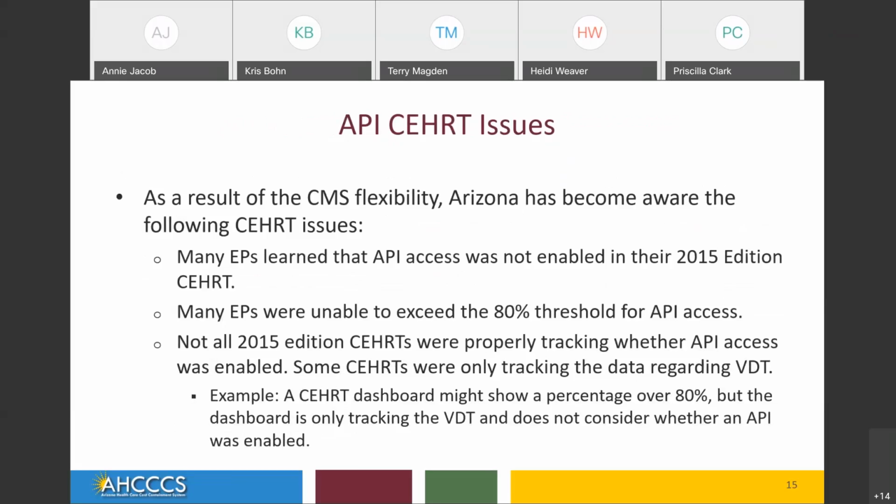So as a result of the CMS flexibility, Arizona has become aware of the following Cert issues. Many EPs learned that API access was not enabled in their 2015 edition Cert, and many EPs were unable to exceed the 80% threshold for API access. Not all 2015 edition Certs were properly tracking whether API access was enabled. Some Certs were only tracking the data regarding VDT. For example, a Cert dashboard might show a percentage over 80%, but the dashboard is only tracking the VDT and does not consider whether an API was enabled.